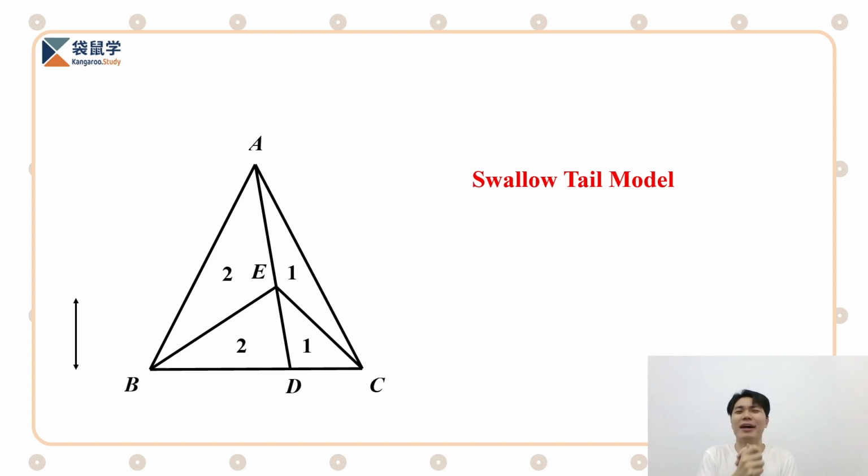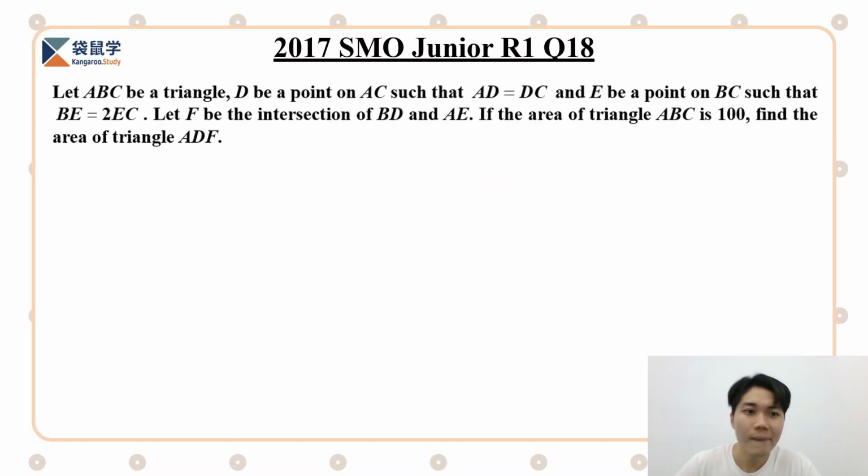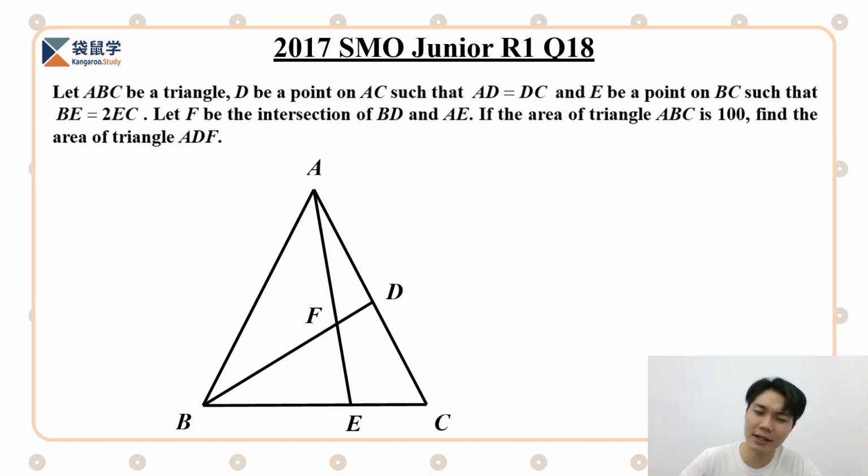Okay. Now that we understand these models, we can go into the question. First, let's see. We have the triangle, of course we have to draw it out, and then we need to represent the ratios, right? 2:1 and 1:1 here.